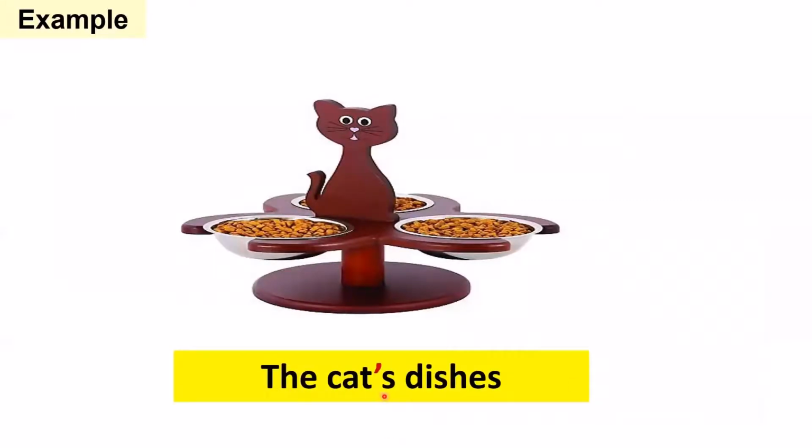The cat's dishes. So, cat is also a noun, and dishes is also a noun word. So, dishes is related to whom? Whose dishes? Cat's. So, this noun is related to the second noun, so it has been placed before dishes. Clear? And children, we have put apostrophe before s. Why? I'll explain you further.